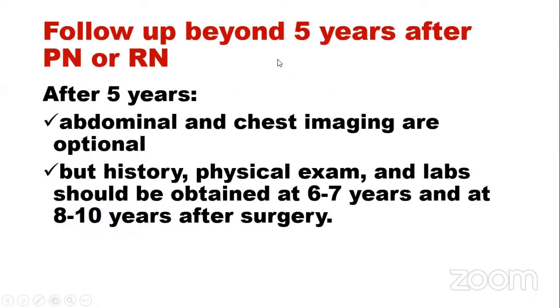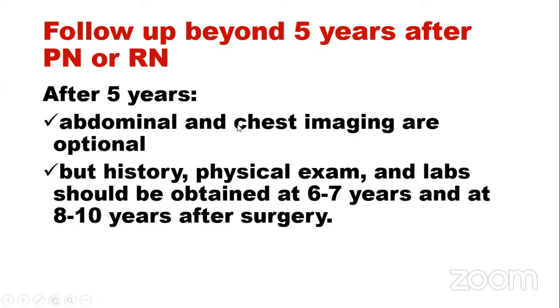The follow-up beyond 5 years after partial nephrectomy or radical nephrectomy. After 5 years, abdominal and chest imaging are optional. Here it's optional for the clinician or for the urologist, but the history, examination and lab should be obtained every 6 to 7 years and at 8 to 10 years after surgery. This is for after 5 years.